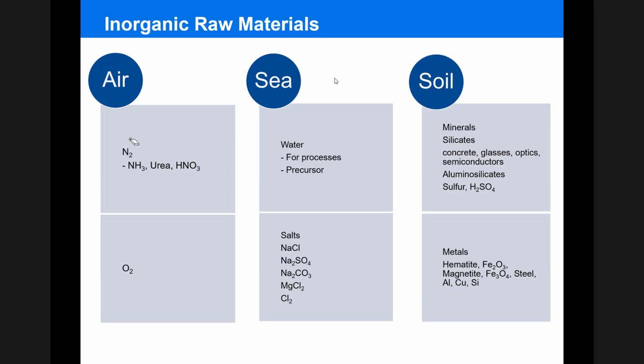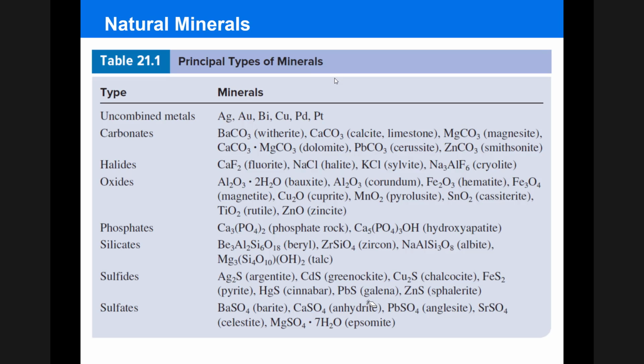Most of the industries use minerals from the soil, typically silicates and metal oxides and metal salts for the production of glass, concrete, optics, semiconductors, also for sulfuric acid production. And for the production of metals, it's usually metal oxides and metal salts. The natural minerals for different metals range from the pure element for inert metals like silver, gold, bismuth, copper, palladium, and platinum to simple metal salts, usually carbonates, sulfates, and sulfides.